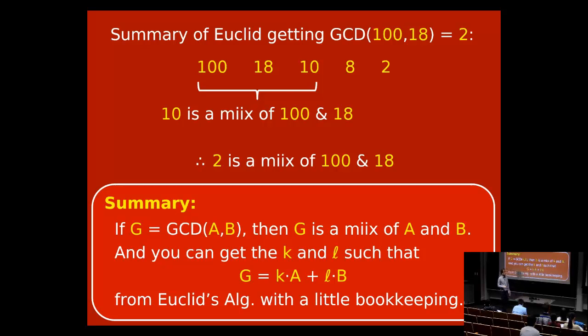OK, so to summarize this bonus of Euclid's algorithm, if you have A and B, their GCD is a mix of A and B. And you can actually find the coefficients that give you that mix in polynomial time. OK, any questions?